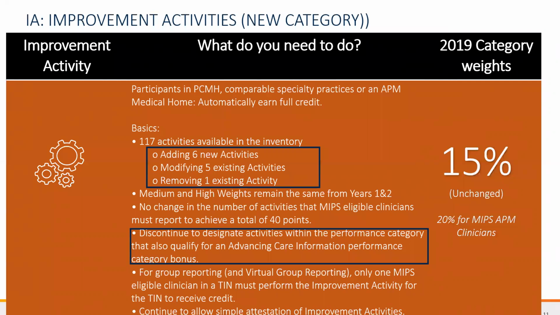They discontinued that, bonus points in the ACI/PI category, so that's my sad news. For group reporting and virtual group reporting, only 1 MIPS eligible clinician in the TIN must perform the IA for the TIN to receive credit. I like that little tidbit. It helps to remind folks that there are improvement activities. Whenever I chat with someone about the improvement activities, my line is usually, you're doing this already. You're going to look through this list and you're going to say, oh, I'm already doing that. Give yourself credit for the work you're already doing. So don't let this category scare you.